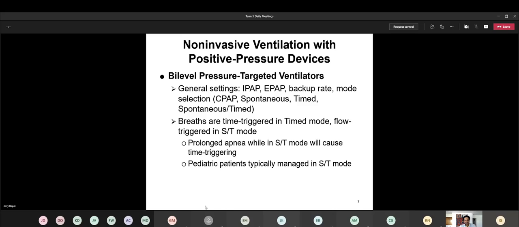And then the last point here, this is the most common mode that you're going to select, even with adults. It's much better to have them in ST mode than to just have them in like a purely time mode. Because if you put them in a time mode, then you're taking away the whole benefit of them being able to breathe spontaneously and do some work for themselves.